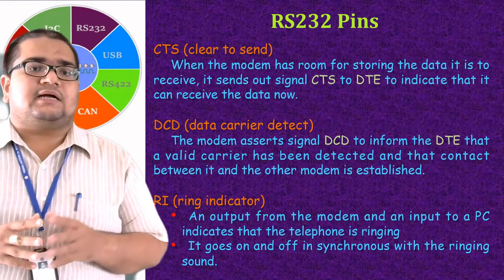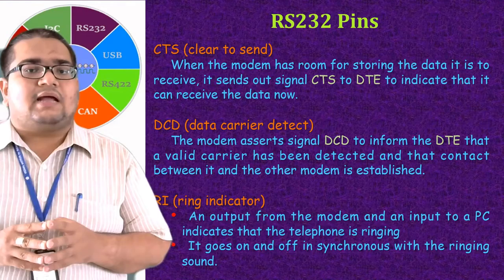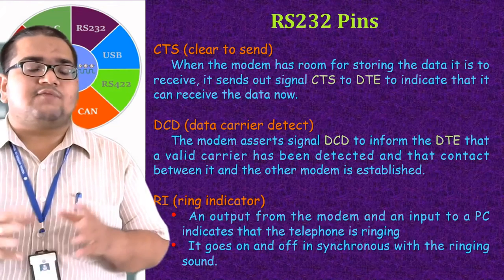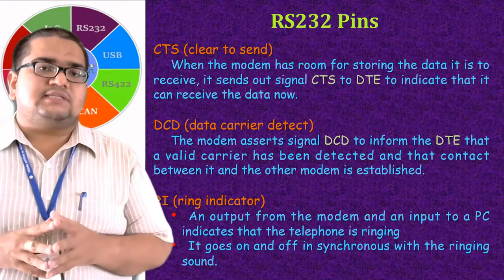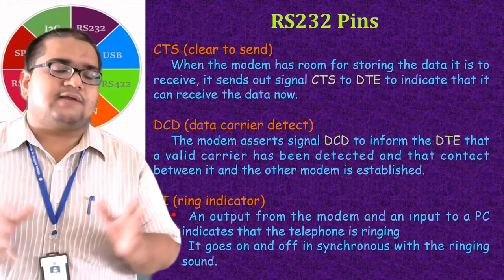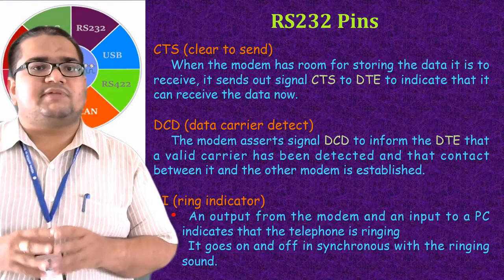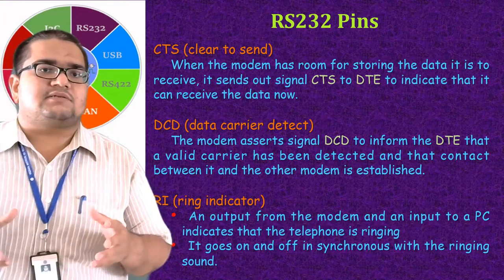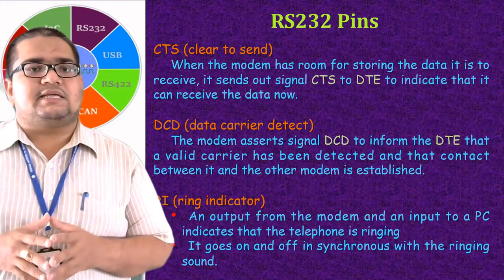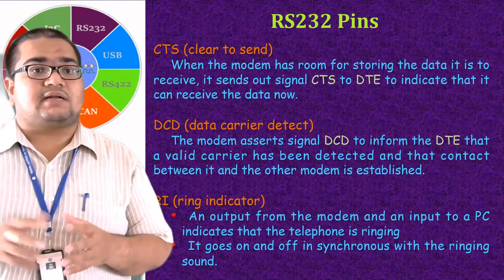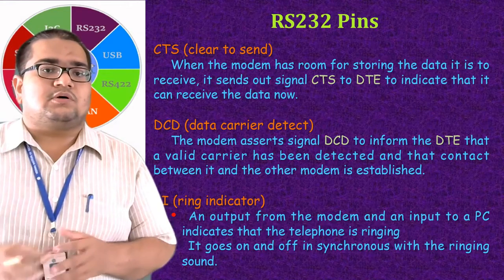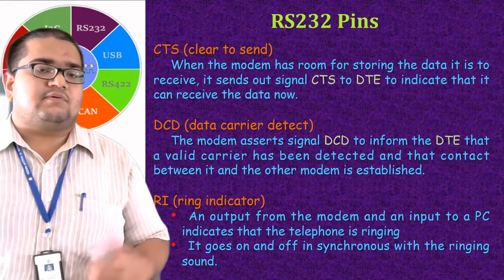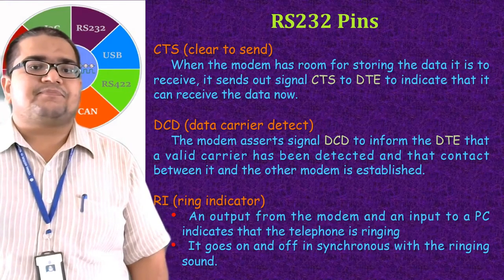Another is ring indicator. It is an output from the modem, connected to the input of a PC to indicate that there is a telephone ring. The telephone is ringing. As you can see, these technologies were used very early for establishing communication between the data terminal and data communication devices, where communication devices, as I said, are a type of modem, which gives a ringing indication for the data being transmitted. It will go on and off, synchronizing with the rings when that particular device is ringing.